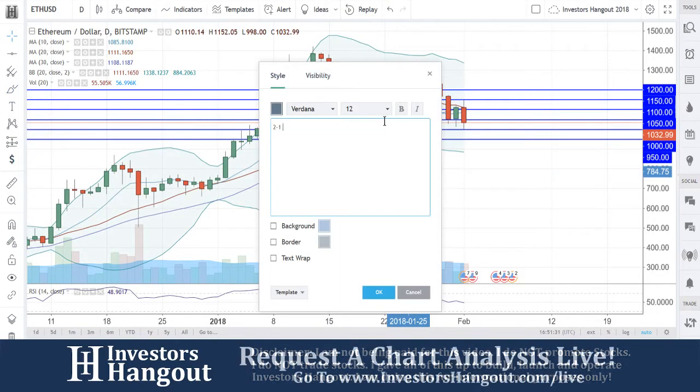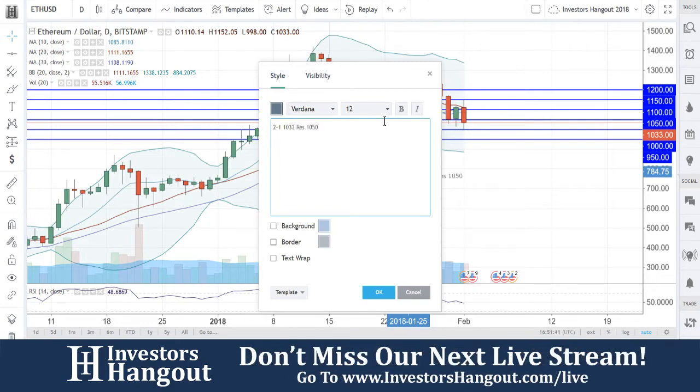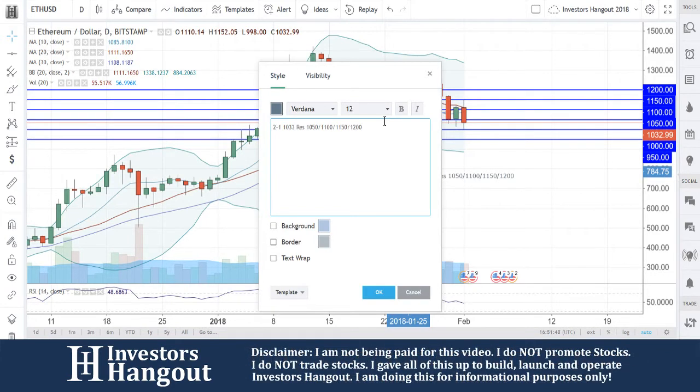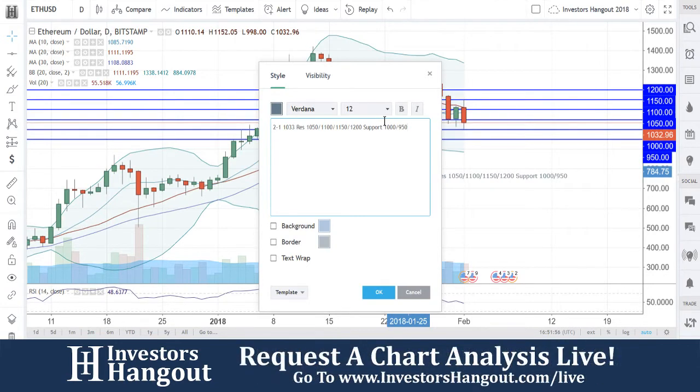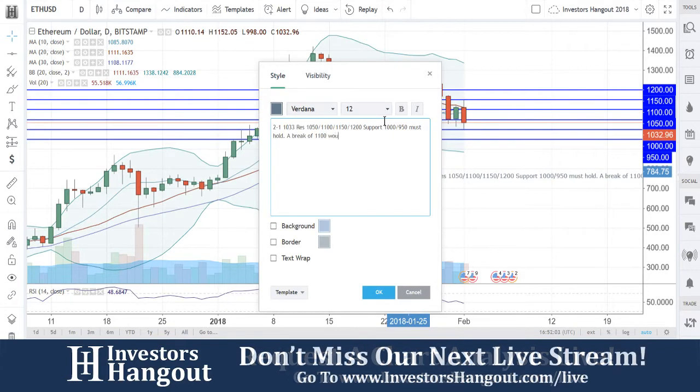Let's go ahead and put in our numbers here, and that's going to be 1032. Actually, 1033 is where you guys are currently at now. Resistance at 1050, 1100, 1150, and 1200. So every 50, right? And then you guys are going to see the same exact thing for the support at that 1,000 that you guys already hit, and then the 950 to follow up. Must hold. A break of 1100 would be bullish. All right, that's what we're going to be watching for.